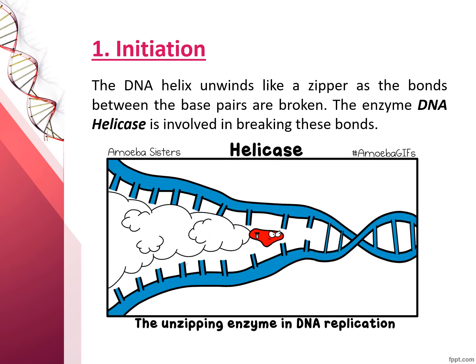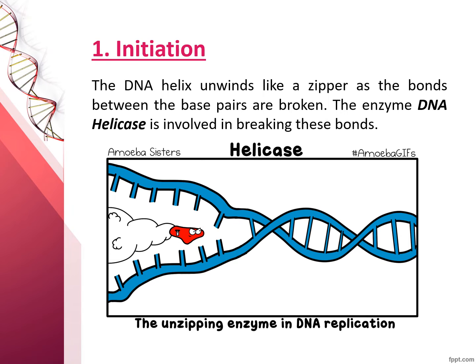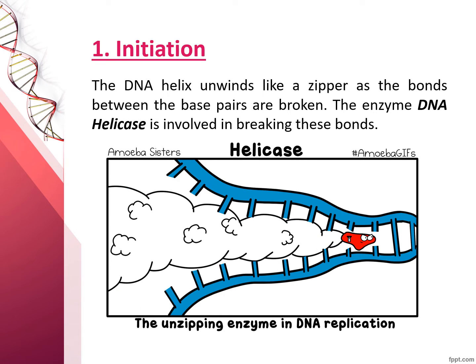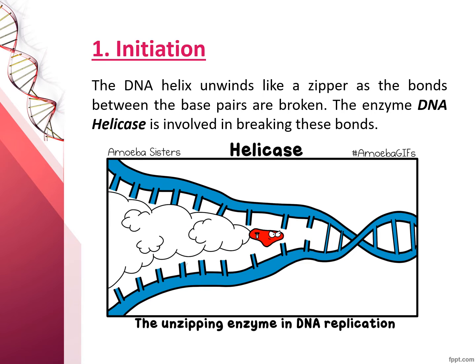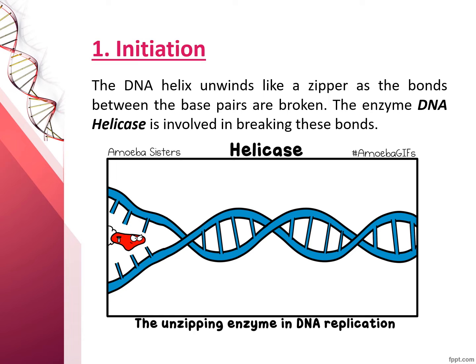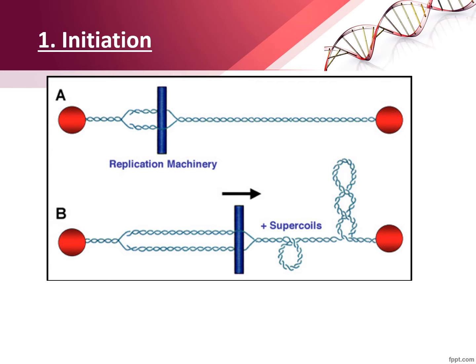The DNA helix unwinds like a zipper as the bonds between the base pairs are broken. The enzyme DNA helicase is involved in breaking these bonds. The DNA helicase disrupts the hydrogen bonding between base pairs to separate the strands to make a new DNA. There's a problem that happens as DNA helicase is going through and unwinding the DNA constantly in front of it. It bunches up the DNA distal to it from that replication fork, and it creates these things called supercoils.